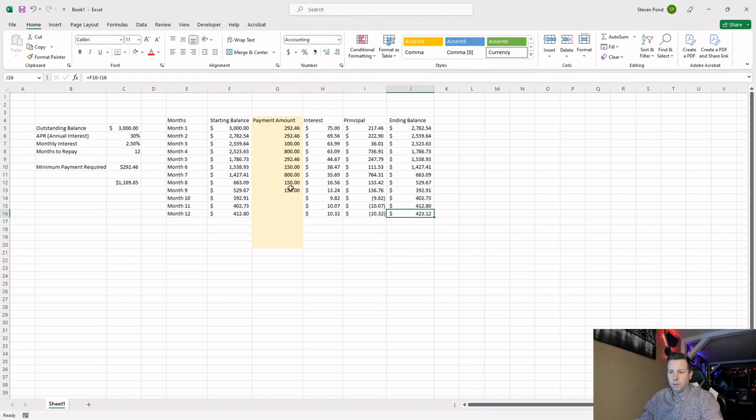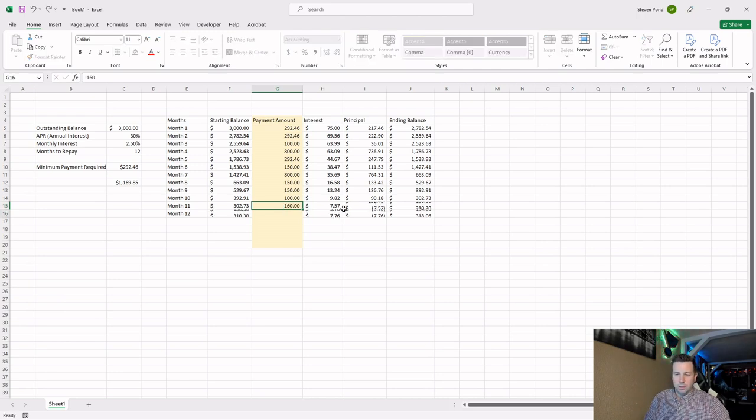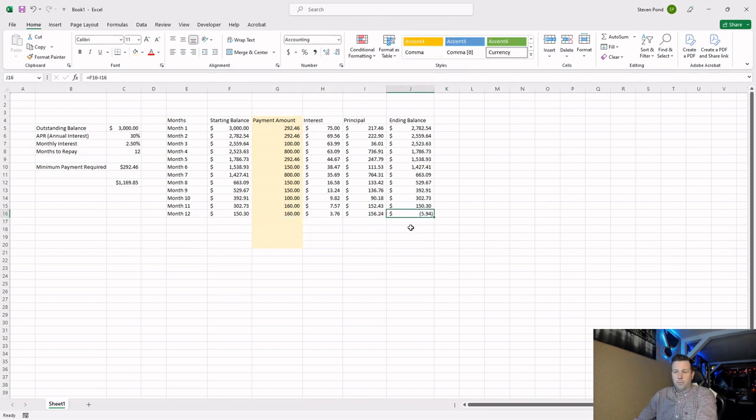So now we're actually trending below the minimum, right? The minimum was $292.46, and we've got 3 months left to pay this off. We only have to pay off $423. So let's say in month 10 we're going to pay $100. That's actually not going to do it, because we've got $318. Well, let's split the difference and say you're going to pay $160 the last 2 months. Well, now you've overpaid by $594. So let's just take off $594 here. Okay, so now we're at 0, right?